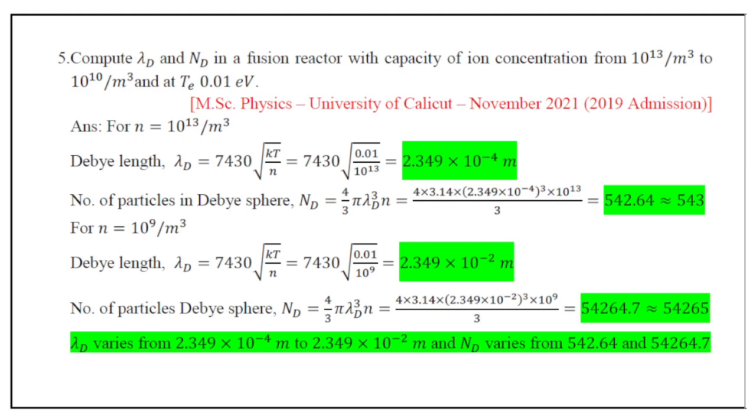And here we can see one point, the lambda D varies from 2.349 × 10^-4 to 2.349 × 10^-2 meter, and the ND varies from 542.64 to 542.64 × 10^7. So as the number density decreases, the number of particles in the Debye sphere increases. That is the important point. It will be proportional to 1 by root n.